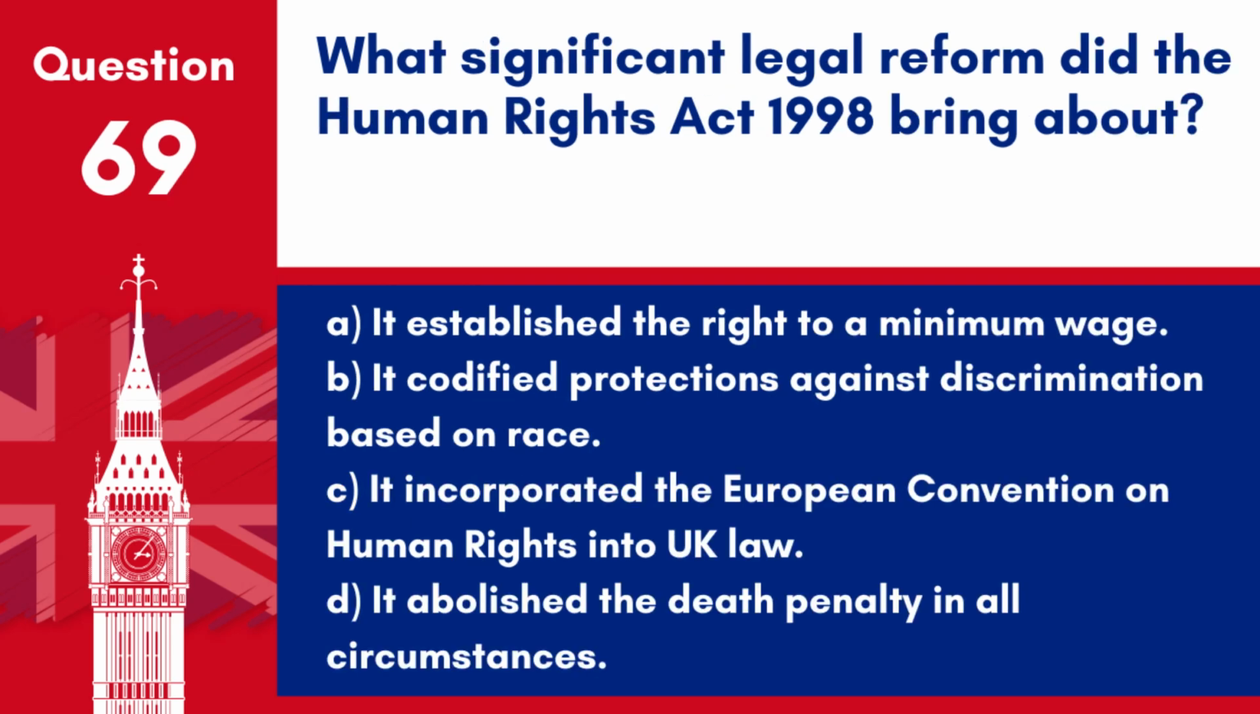Question 69. What significant legal reform did the Human Rights Act 1998 bring about? A. It established the right to a minimum wage. B. It codified protections against discrimination based on race. C. It incorporated the European Convention on Human Rights into UK law. D. It abolished the death penalty in all circumstances. Answer: C. It incorporated the European Convention on Human Rights into UK law.